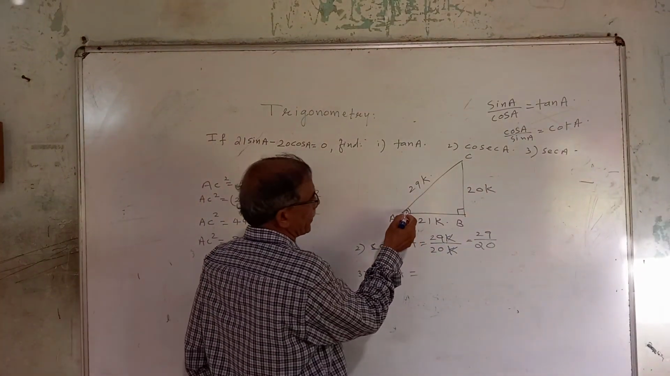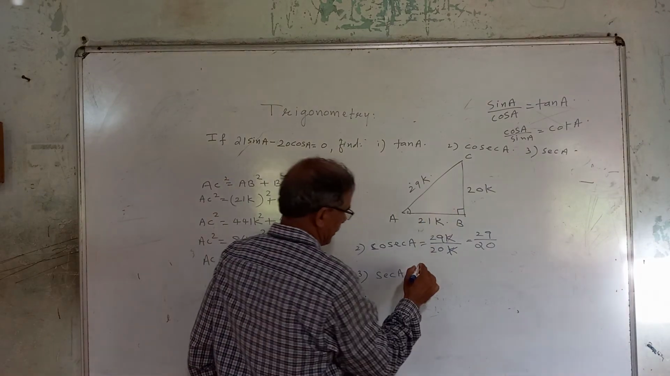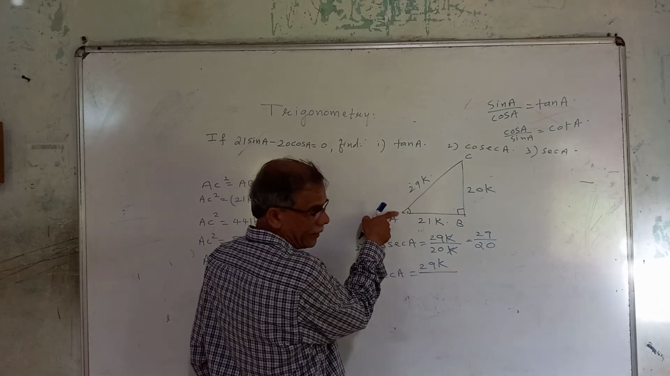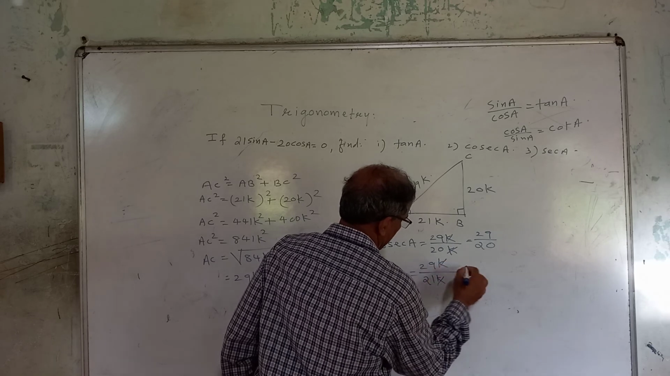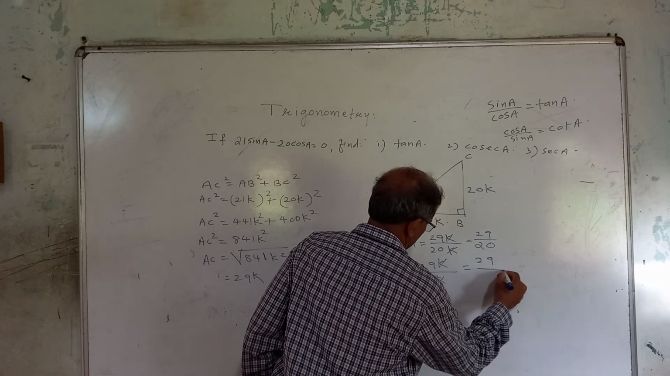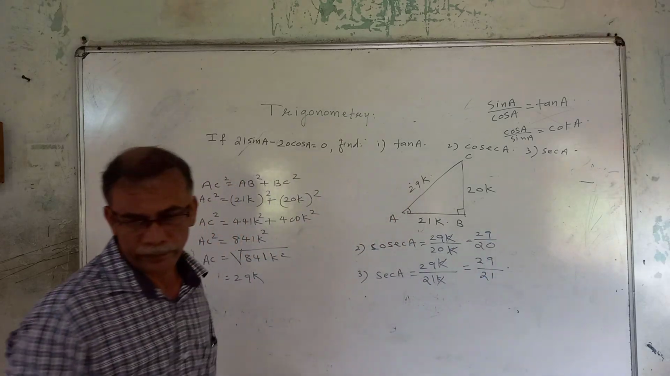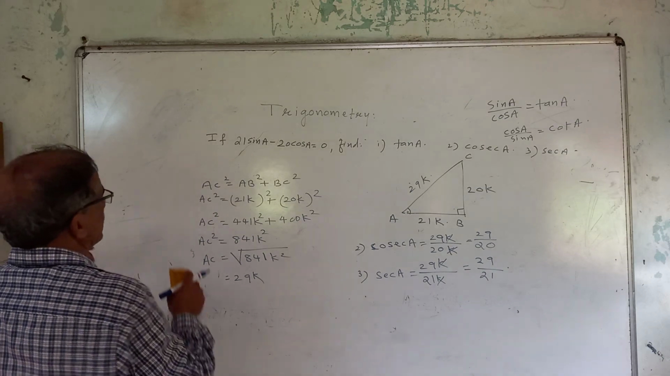So what is the hypotenuse here? 29K upon which is the adjacent side here? 21K. K gets cancelled. 29 by 21. So like this, you have to solve the example. Okay.